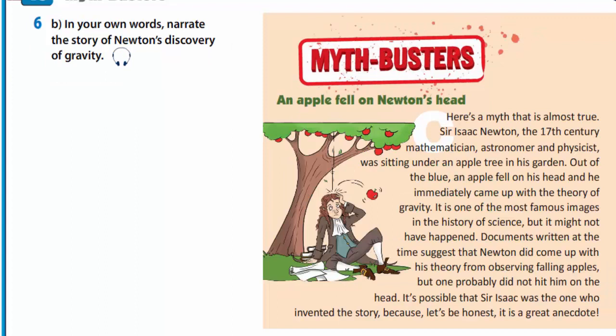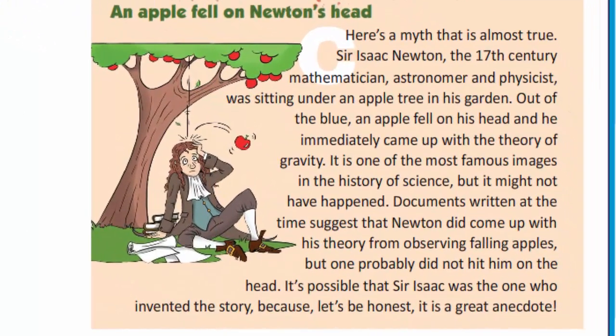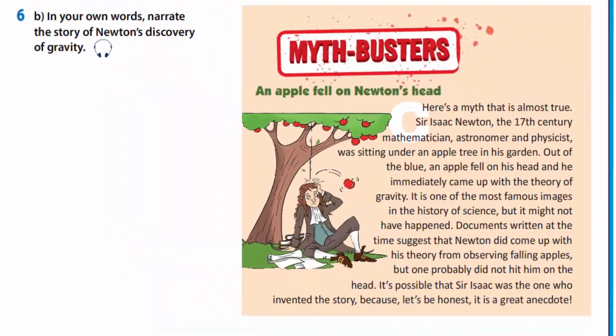And now narrate the story of Newton's discovery of gravity in your own words. Listen for the model. One day, Newton was sitting under an apple tree in his garden. He was thinking about the forces of nature when an apple fell from the tree and hit him on the head. This made him think about why the apple fell down, and he came up with the theory of gravity.